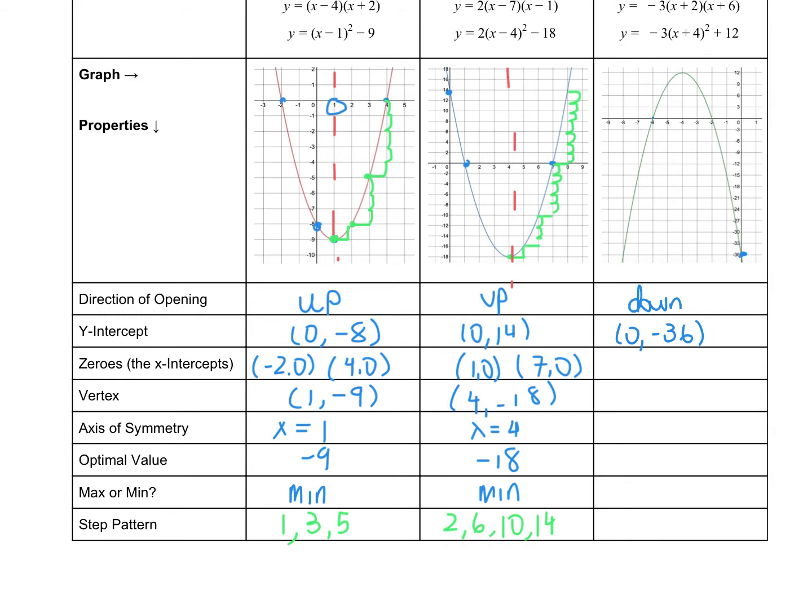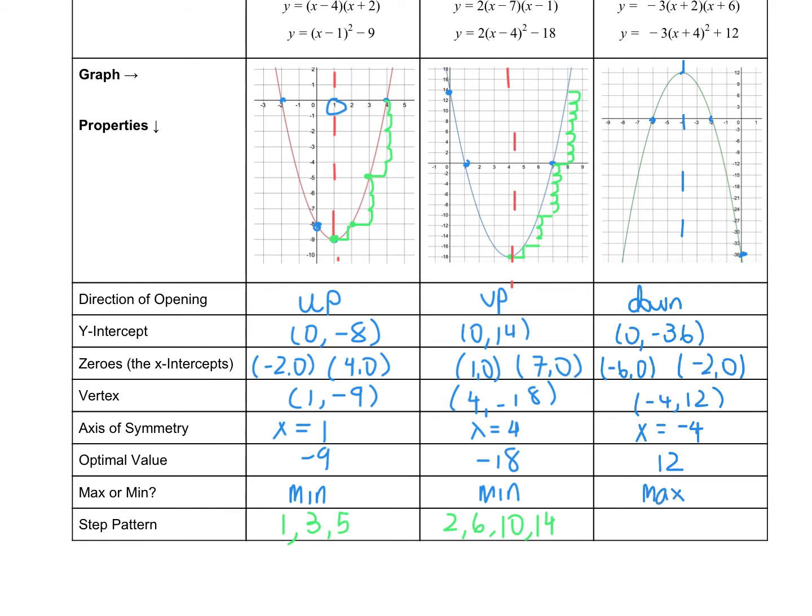The zeros are at negative 6 and negative 2, and I am writing them as coordinates. My vertex is at (-4, 12). My axis of symmetry cuts this parabola in half, and it's going through negative 4, so x equals negative 4. The optimal value is 12 because that's as high as our parabola goes, and it is a maximum.